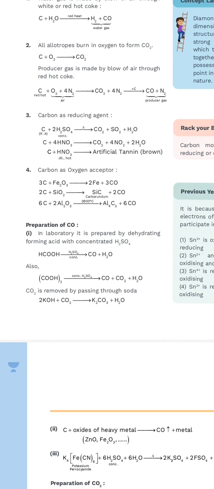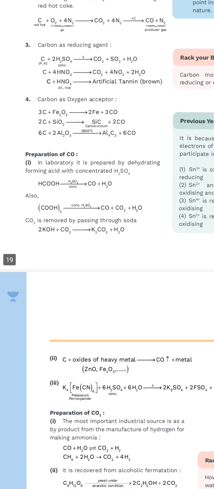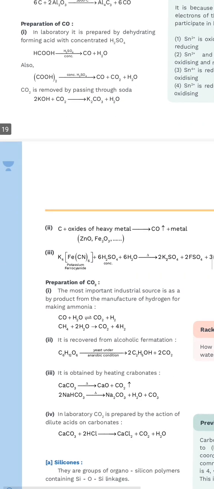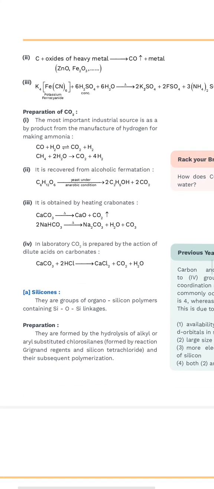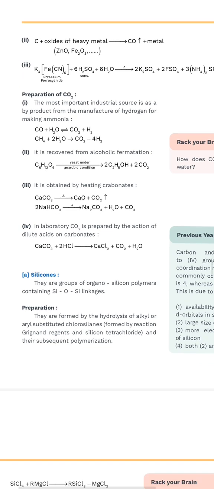Carbon as reducing agent. Carbon acts as a good reducing agent in most of the reactions. Carbon as oxygen acceptor. Preparation of carbon monoxide. In the laboratory, it is prepared by dehydrating formic acid with concentrated H2SO4. These are the other methods of preparing carbon monoxide.